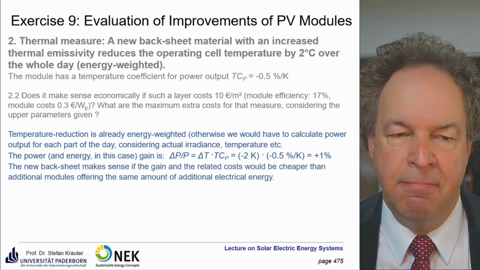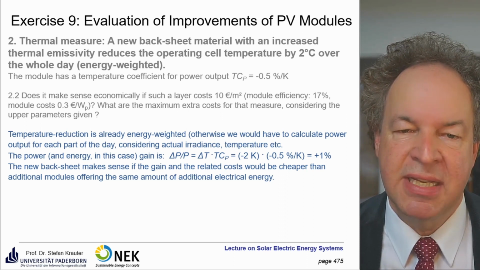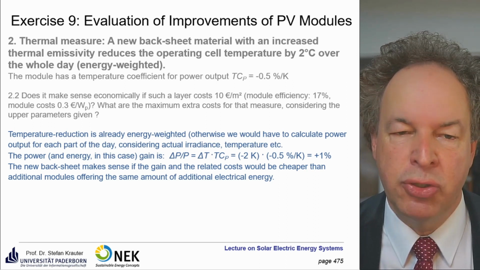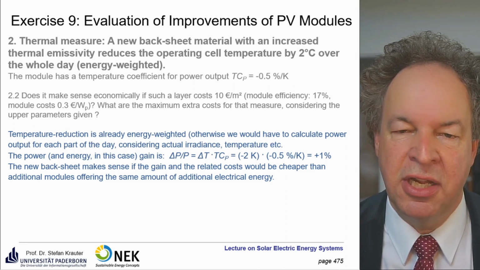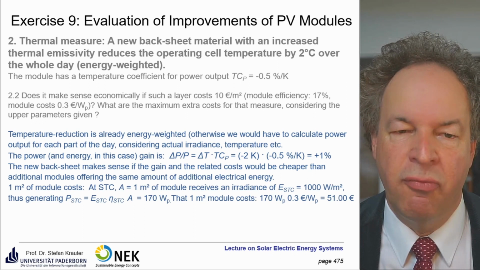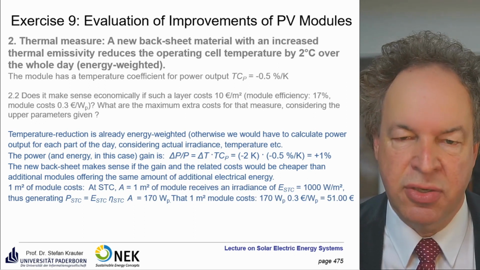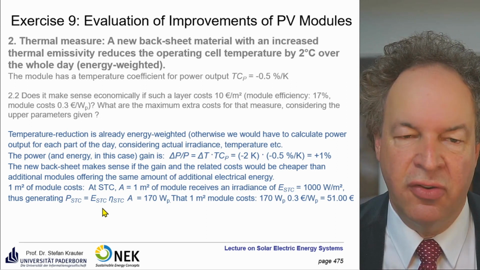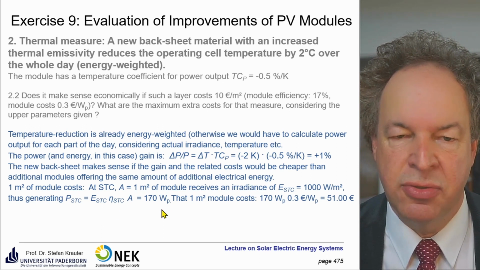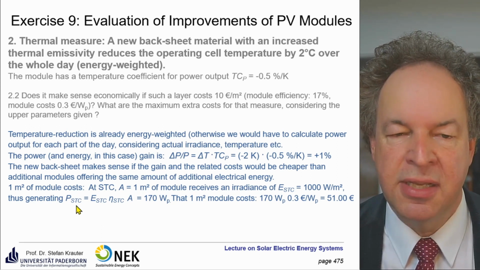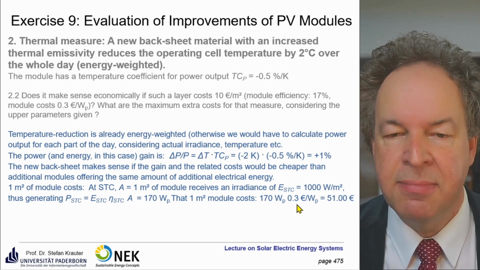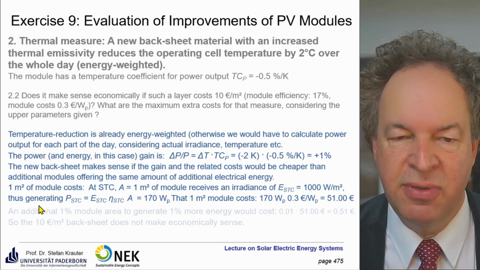So the new backsheet material makes sense if the gain and the related costs would be cheaper than additional modules offering the same amount of additional electrical energy. So again, 1 square meter of module costs here, under standard test conditions, and we have an efficiency of 0.17 times 1000 watt per square meter. That's the irradiance under standard test conditions. So the power under standard test conditions is 170 watt, and that module would cost 170 watt times 30 cents per watt, 51 euro, same as before.